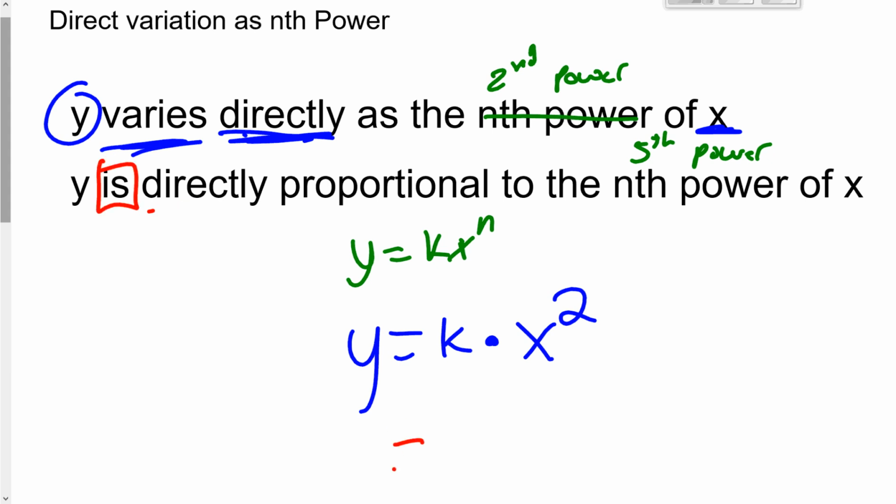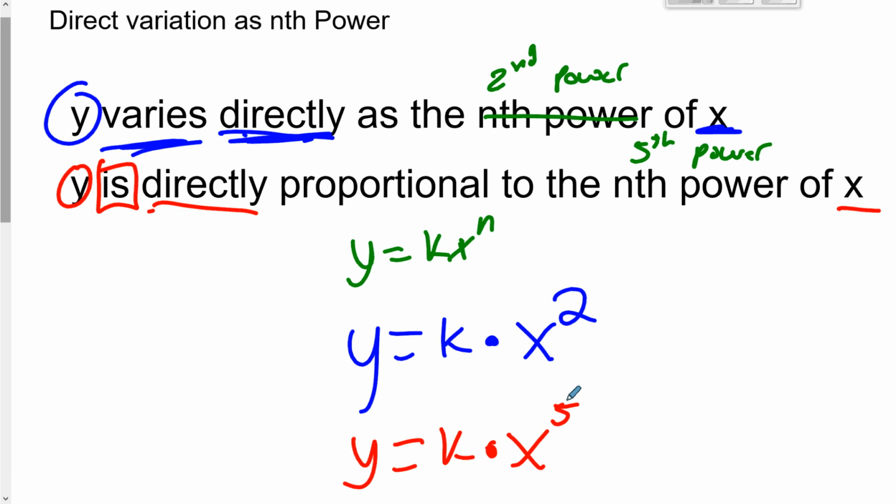"is." It's always going to be equal to k. What follows the word "is"? That's y. What follows after that is the operation, directly, so that's multiplying. Now, proportional to, what follows directly? What letter? That's x, so it's times x. And now what power of x? To the fifth power, so that's x to the fifth. So that's how you can write those ones.